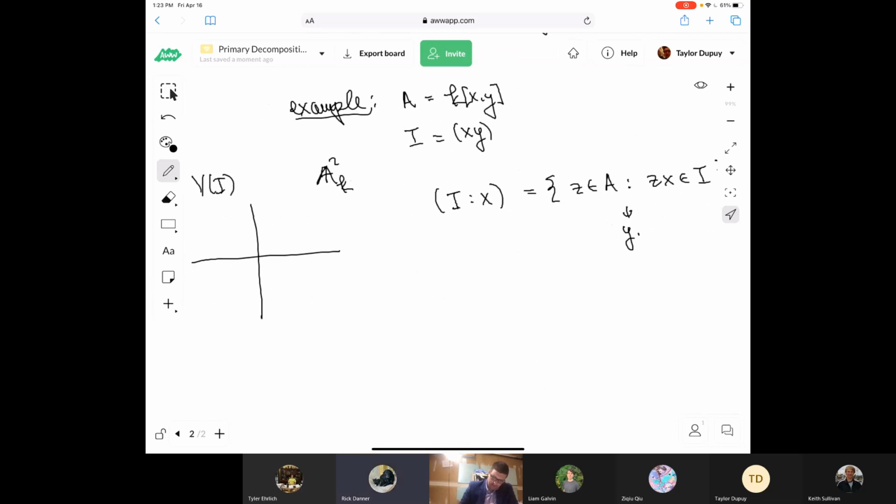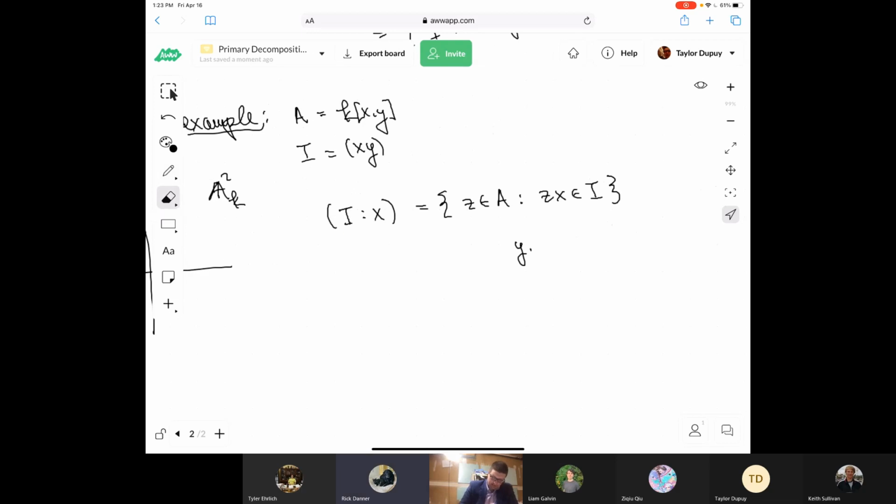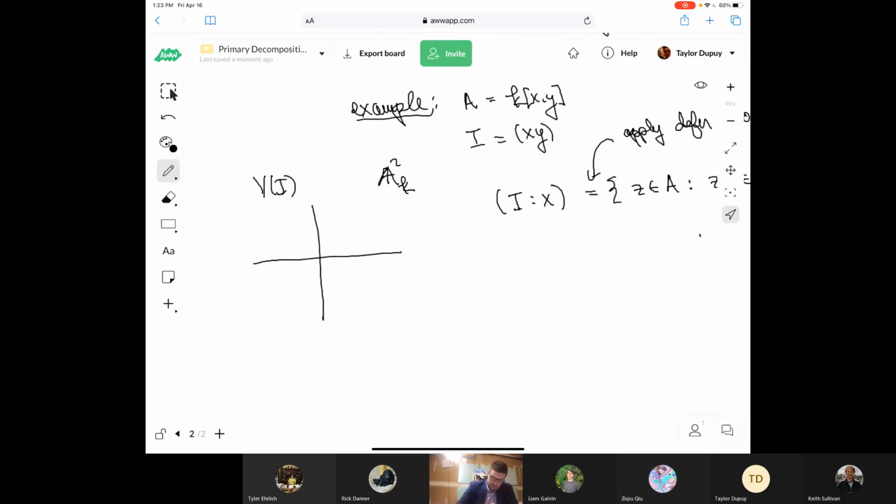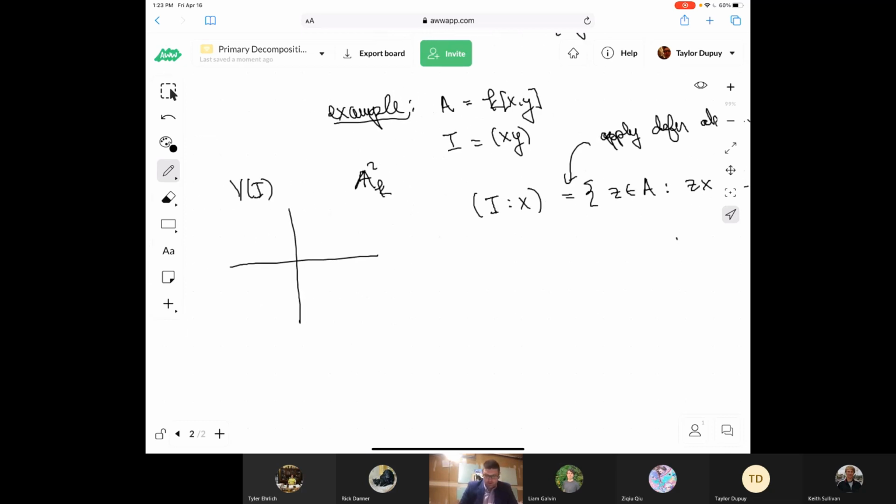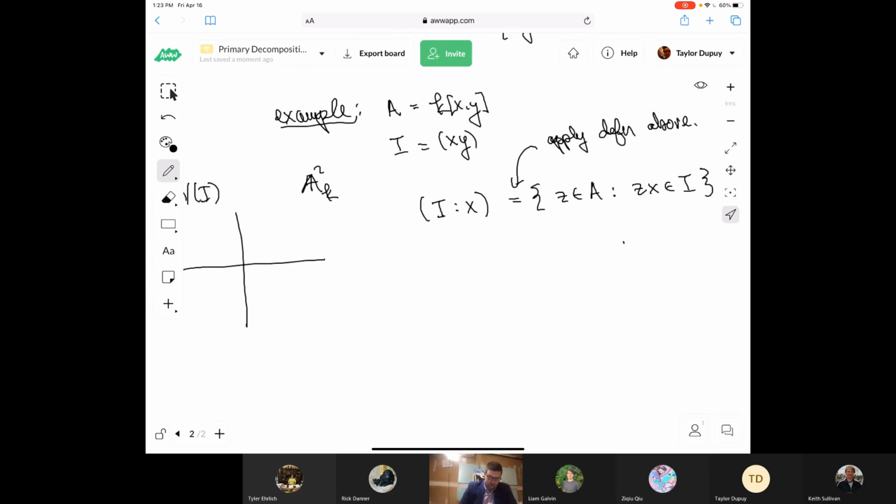This is the definition. I'm just applying the definition above. What I want to show you is that this thing just picks out the x-axis. So the claim here is that this thing is just (Y).